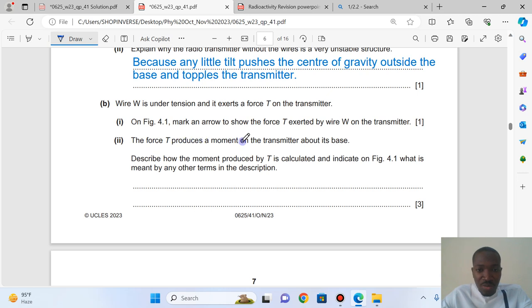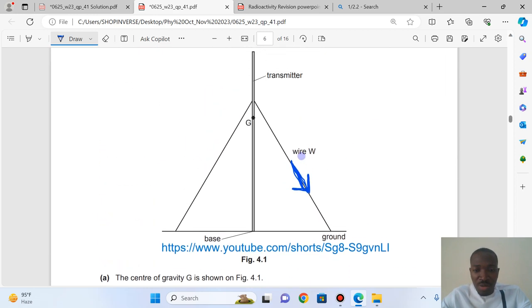The force T produces a moment on the transmitter about its base. Mark an arrow to show the force T. Where this is under tension, it exerts a force T on the transmitter. Describe how the moment produced by T is calculated and indicate on figure 4.1 what is meant by any other terms in the description. How do you get the moment produced by T? This is the force T. T represents tension.